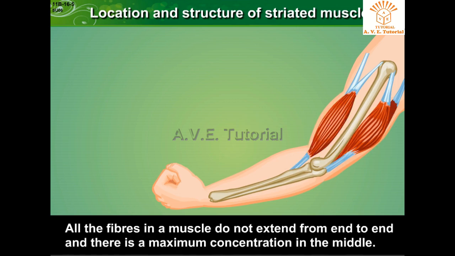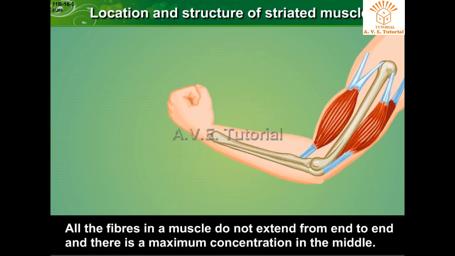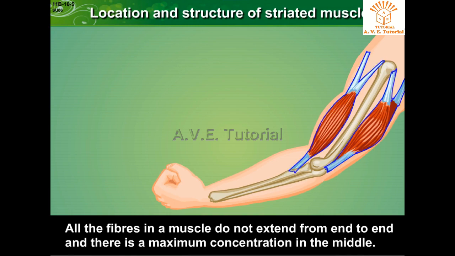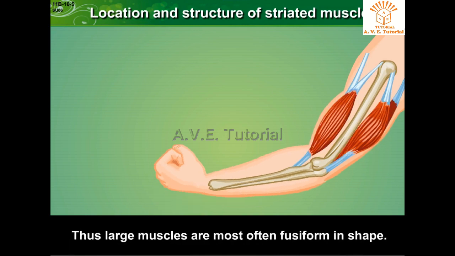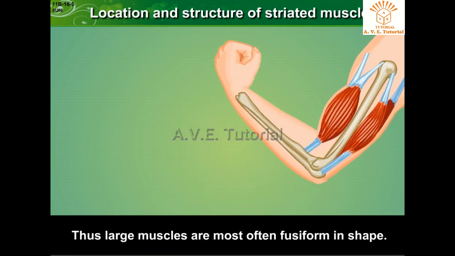All the fibers in a muscle do not extend from end to end, and there is a maximum concentration in the middle. Thus, large muscles are most often fusiform in shape.